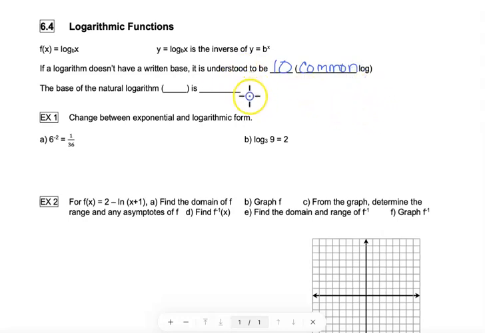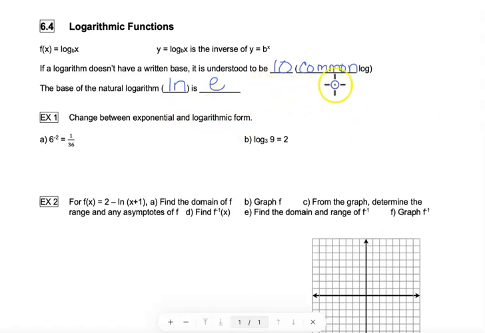Then another special logarithm that you need to know is the base of the natural logarithm, which is that mysterious ln on your calculator. And the base of that logarithm is also not written. It's understood to be e. So in the section where we did some exponential functions, especially with graphing, we had a lot of problems where the base was e. So same thing here, we'll have logarithms with base e. We call those the natural log.